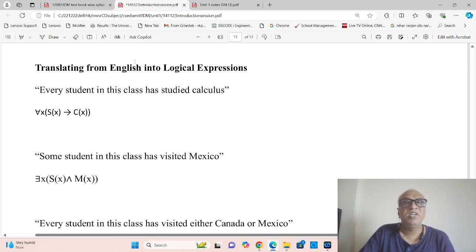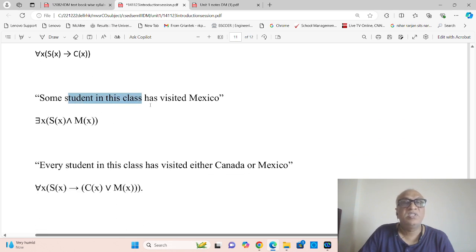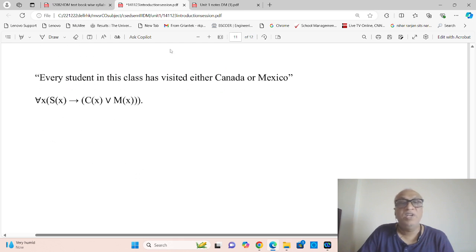We can convert our English sentences into logical expressions using these quantifiers. Every student in this class has studied calculus: for all x, student(x) implies calculus(x). Some student in this class has visited Mexico: there exists x, student(x) and Mexico(x). Every student in this class has visited either Canada or Mexico: for all x, student(x) implies Canada(x) or Mexico(x).